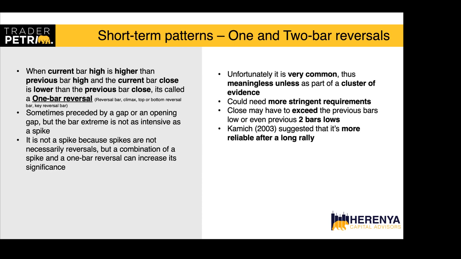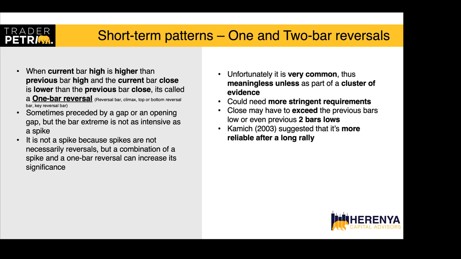So, when the current bar high is higher than the previous bar high, and the current bar close is lower than the previous bar close, it's called a 1 bar reversal. It also has other names: reversal bar, climax, top or bottom reversal bar, key reversal bar. There's tons of different names for it. Sometimes this is preceded by a gap or an opening gap, but the bar extreme is not necessarily as intense as a spike. So it's not a spike, because spikes are not necessarily reversals, and this is a reversal signal.